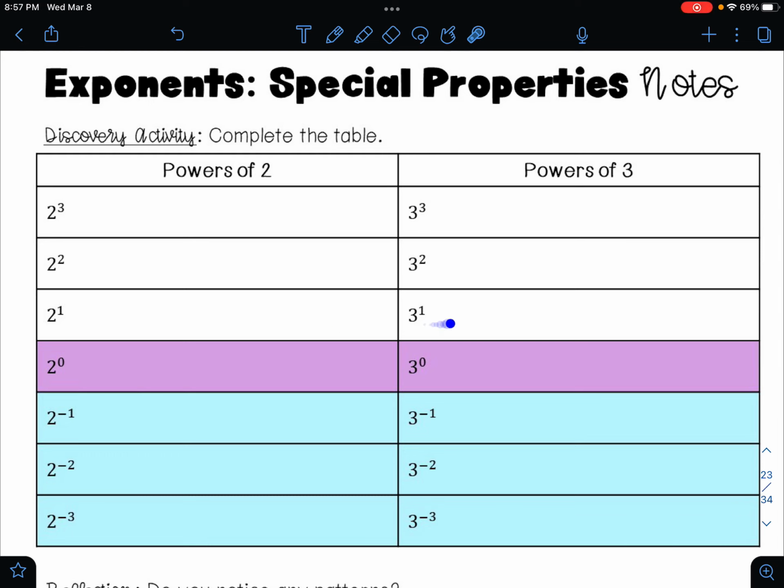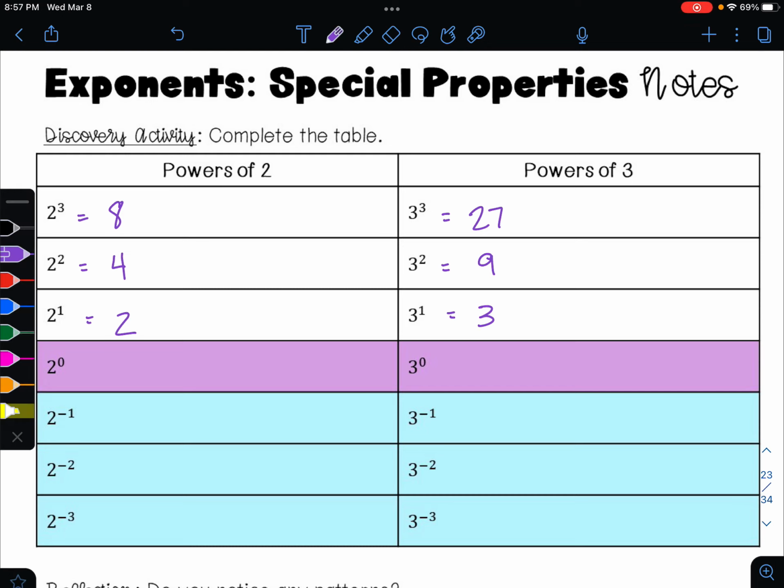So in your calculator, if you found 2 cubed, you would have found that that is 8. 2 squared is 4. And 2 to the first is 2. Over here, 3 cubed is 27, 3 squared is 9, and 3 to the first is 3. Well, let's see if we notice anything happening here.